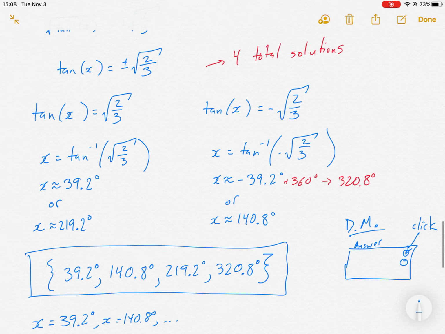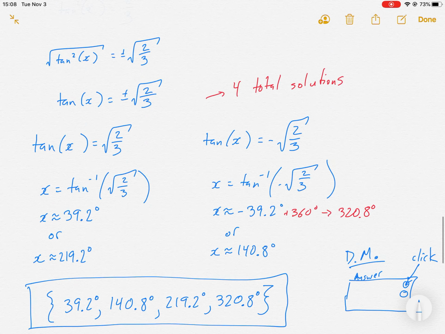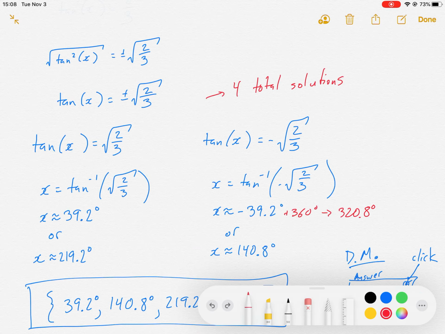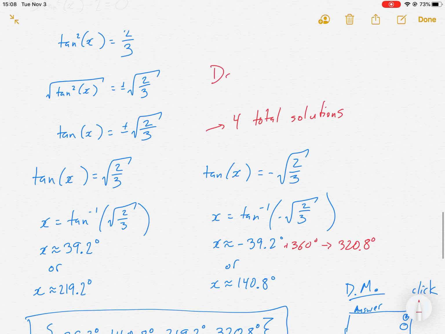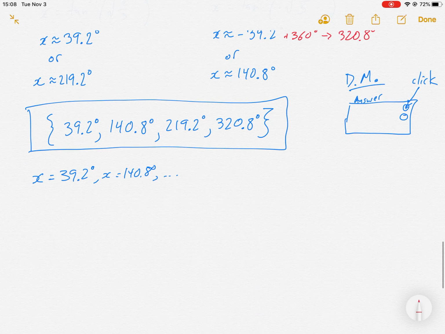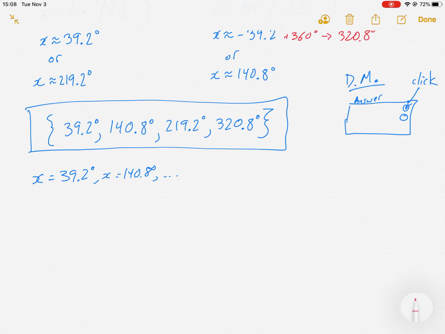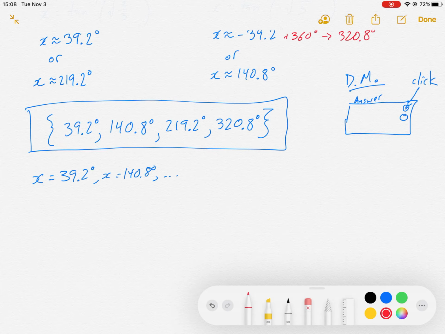Something to keep in mind in these problems is that there are 4 total solutions, so make sure you recognize that. When you take the square root, you get that plus or minus. Don't forget the plus or minus. Let's write that in a different color to highlight it. So just a couple things to keep in mind there. Okay, let's go ahead and try a different one.